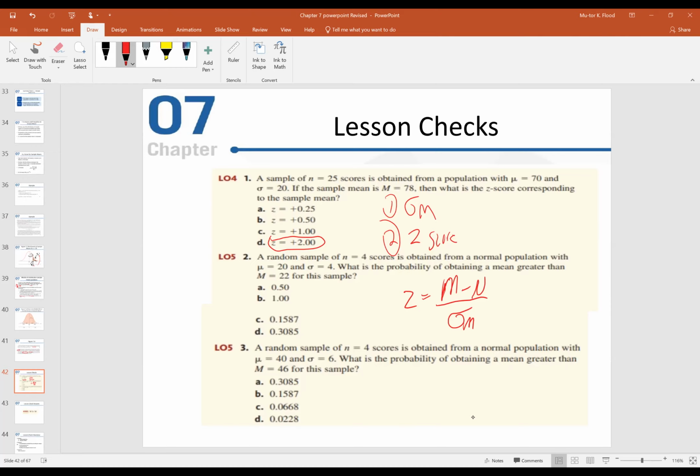And they want us to find out a probability, right? So we're going to go from a sample mean to getting a z-score, and then from the z-score to getting the probability. All right. So just let me pull something up to make this clear.